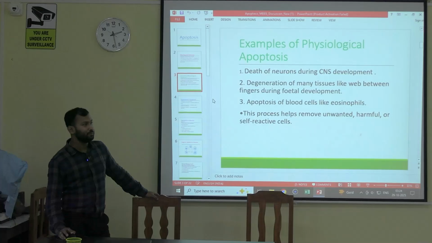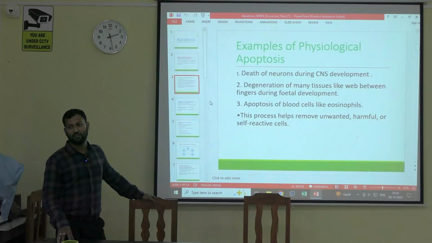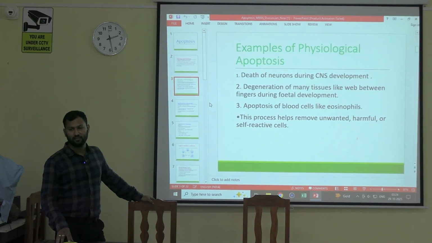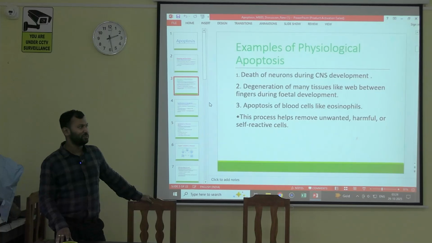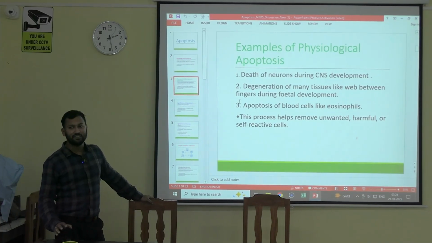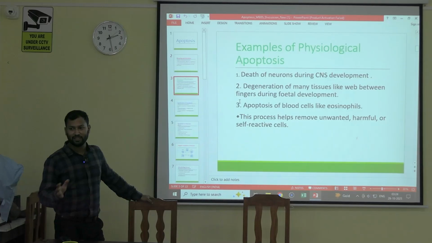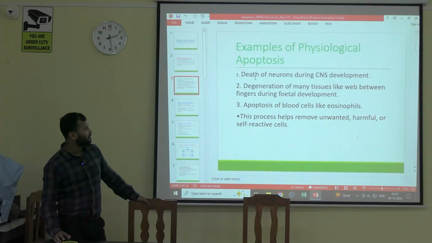So these are some examples of physiological apoptosis. Why is it physiological and not pathological? No, not only pathogens mean pathological. Physiological means it is done by the body itself and there is no other agent or anything else involved in this. Therefore, it is physiological. So these are examples.